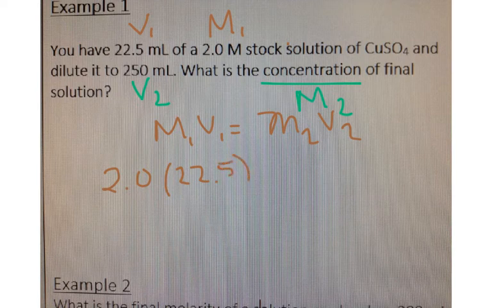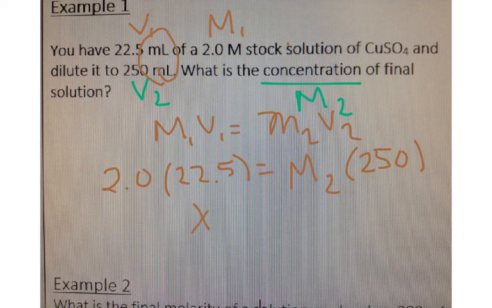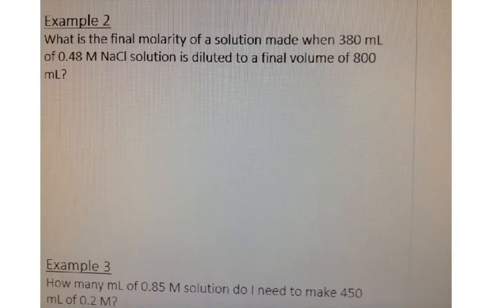It's absolutely fine in this case because I'm going to be using milliliters on the other side. Notice that those two are the same units. My final molarity is what I'm trying to solve for, and I'm going to times it by my final volume, which is 250 milliliters. All right, so when I solve this, I need to round to 2 sig figs, so I get 0.18 molar solution.